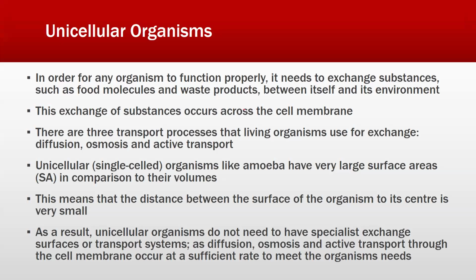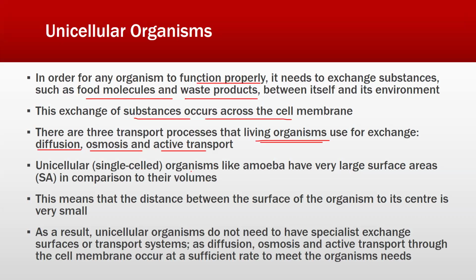In order for any organism to function properly, it needs to exchange substances such as food molecules and waste products between itself and its environment. This exchange of substances occurs across the cell membrane, where there are three transport processes that living organisms use for exchange, which are diffusion, osmosis, and active transport.